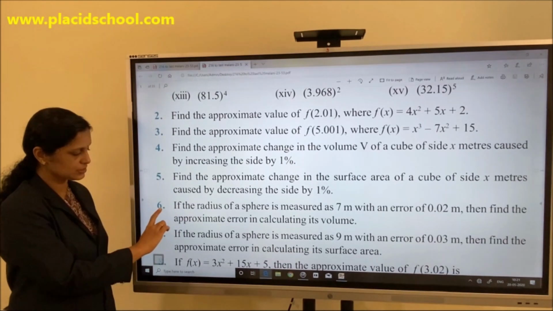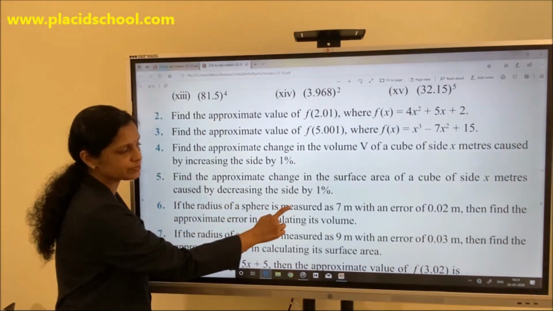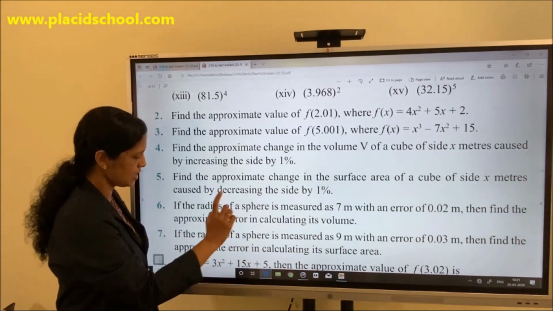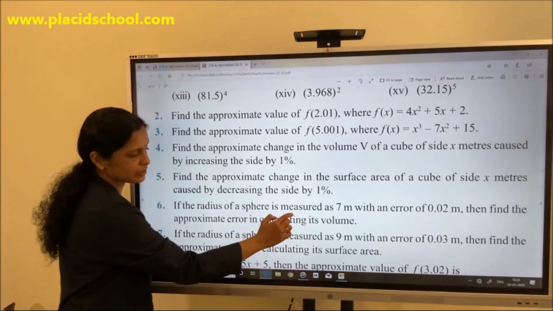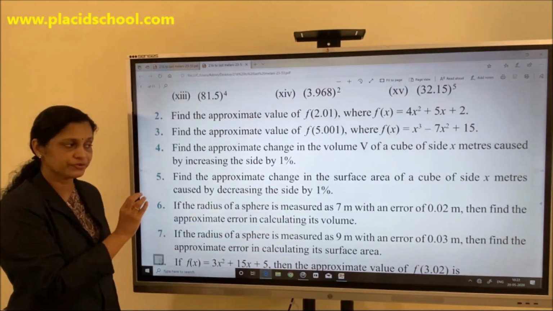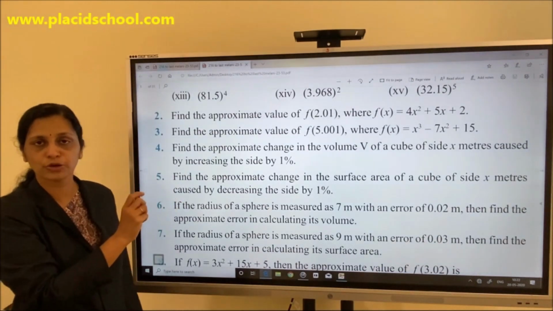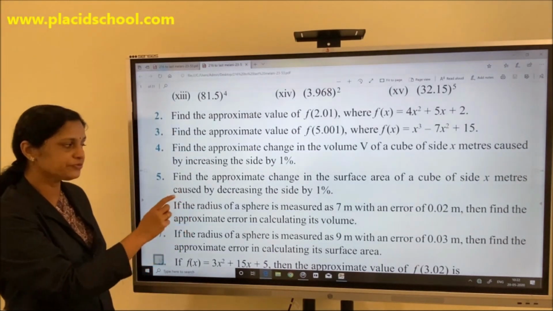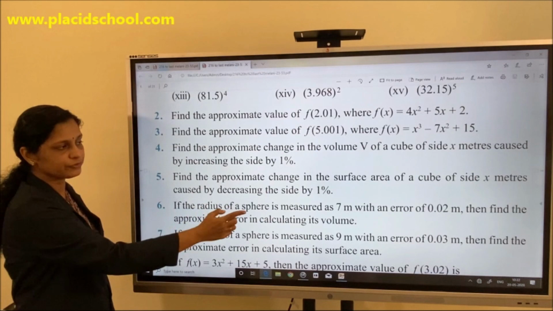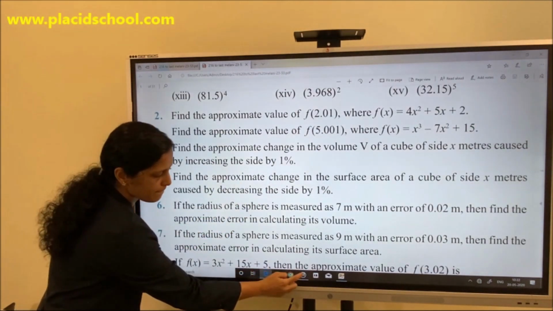Next question is question number 6 from the same exercise. If the radius of a sphere is measured as 7 meter with an error of 0.02 meter, then find the approximate error in calculating its volume. Here also we have to find delta V and we have delta R. Delta R is 0.02 meter. And for a sphere, we know that the volume is 4 by 3 pi r cube.